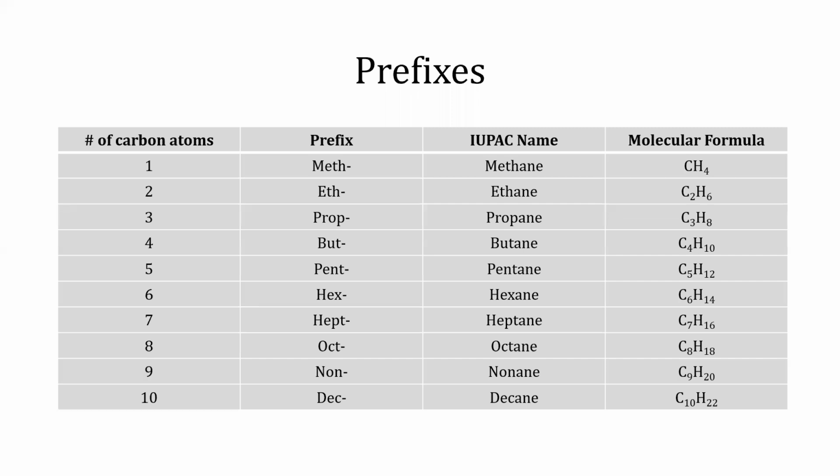Here's a table showing the first 10 alkanes. The prefixes from 1 to 10 are as follows. 1 is meth, 2 is eth, 3 is prop, 4 is but, 5 is pent, 6 is hex, 7 is hept, 8 is oct, 9 is non, and 10 is dec. All 10 substances end with the suffix -ane.